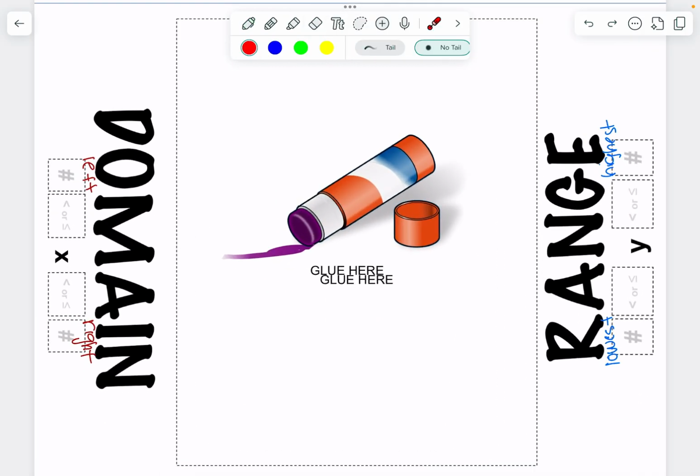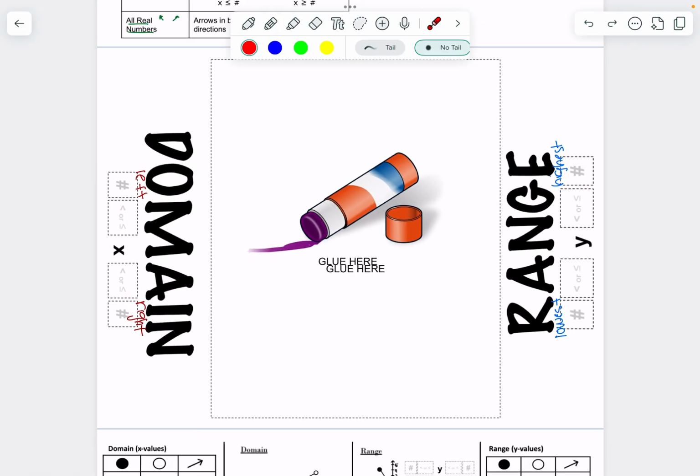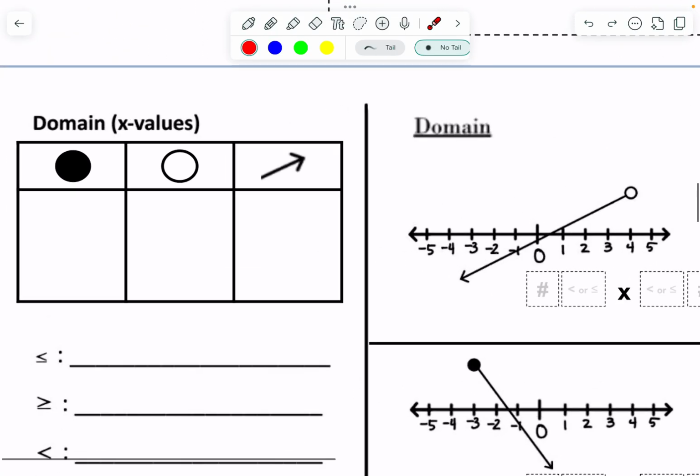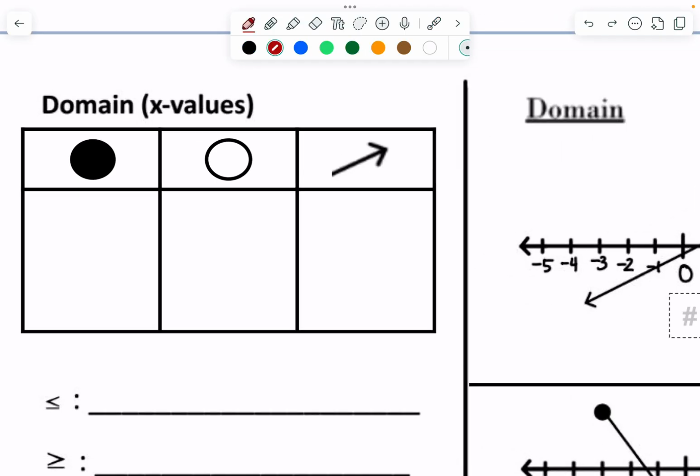So now let's go to this. Remember that domain is always left and right. Go ahead and write this down. And range is always lowest to highest. Every time you write this box, you should be writing lowest, highest. Every time you write these, left, right.